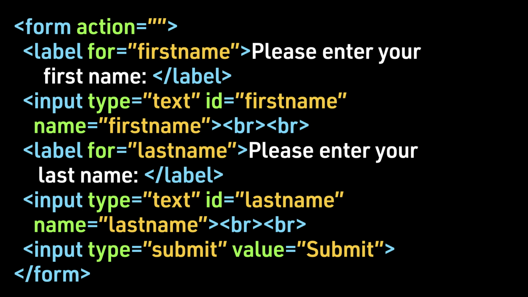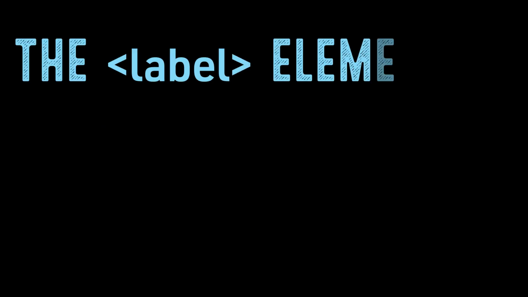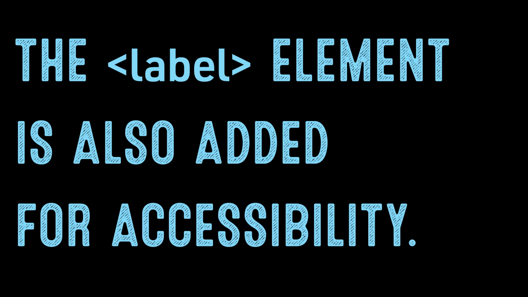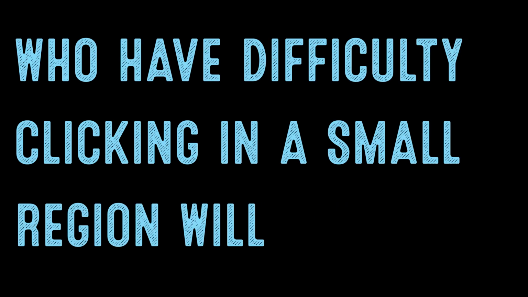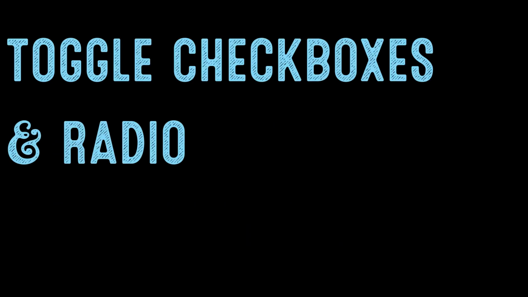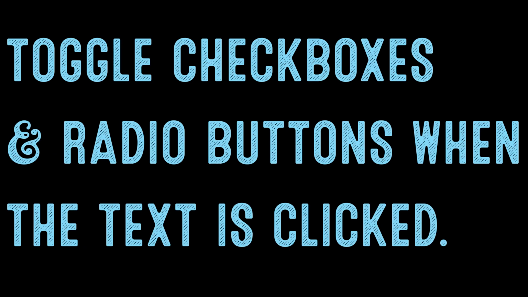One is for the user's first name, one is for the user's last name, and the final is a submit input. The first name and last name inputs both have labels. The label element is also added for accessibility. A screen reader will read out the label when the user focuses on the input element. In addition, users who have difficulty clicking in a small region will be assisted by the label element because it can toggle checkboxes and radio buttons when the text is clicked.